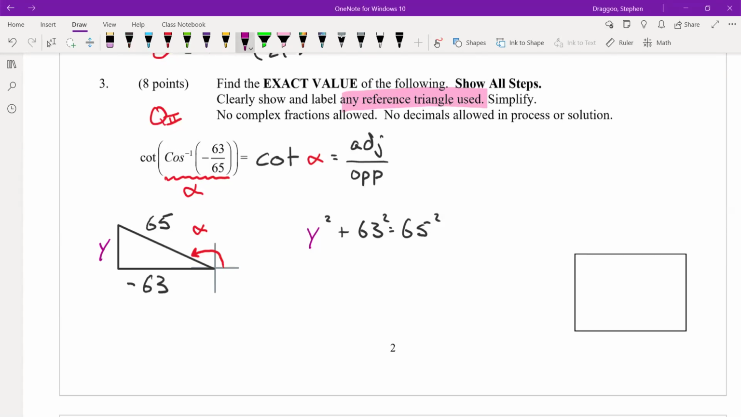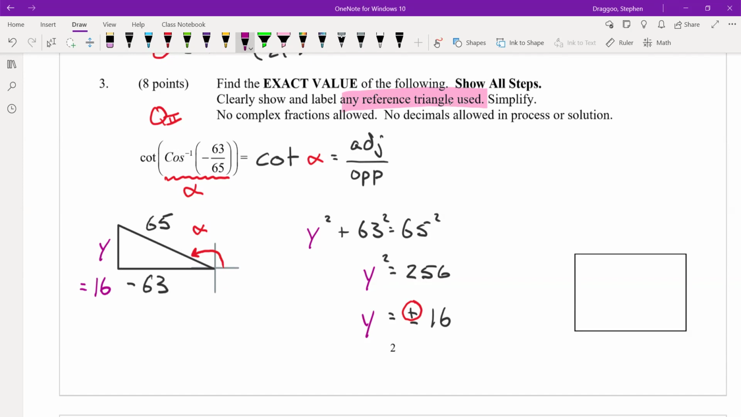But to finish solving for y, this will be y squared is equal to 65 squared minus 63 squared. Throw that in a calculator, you should get 256. Meaning that y is plus or minus the square root of 256, and that's 16. Now, because we're in the second quadrant, we should take the positive y value, because y is positive in quadrant 2. So y is going to be positive 16.